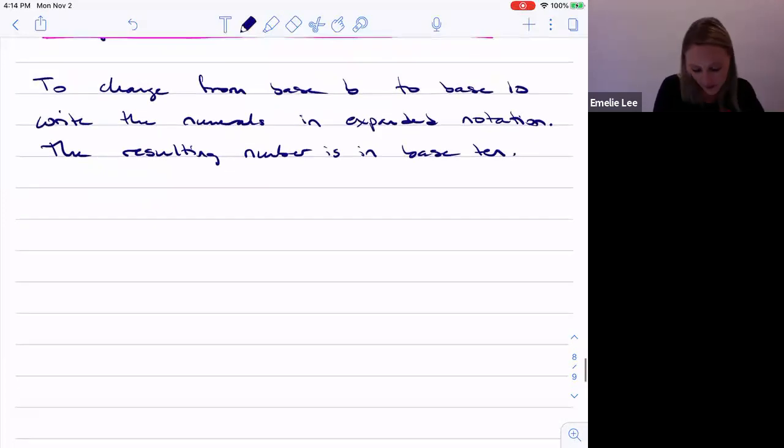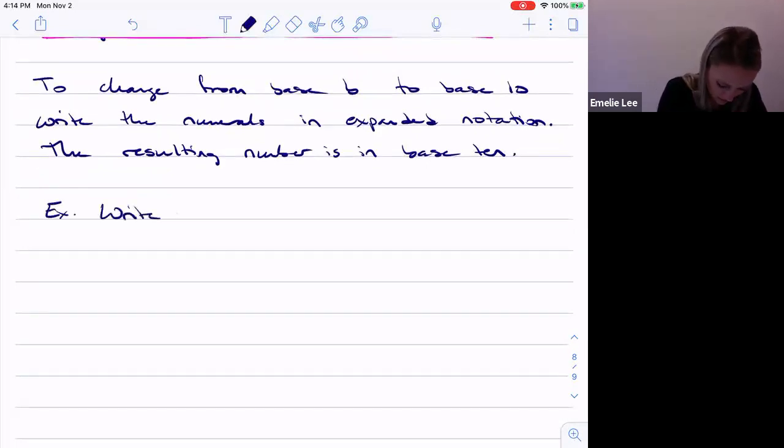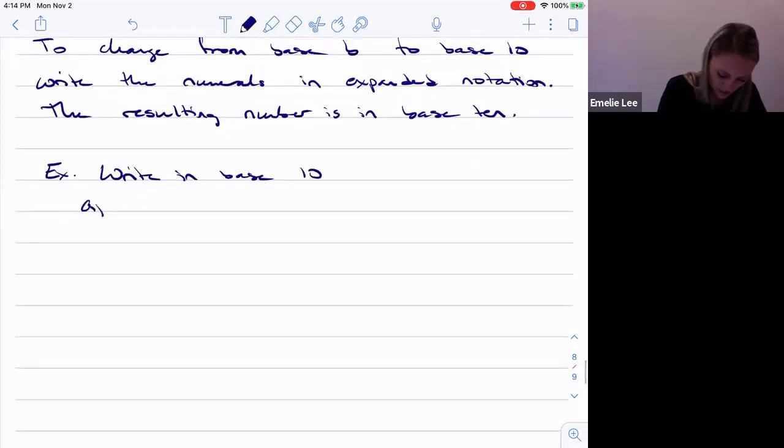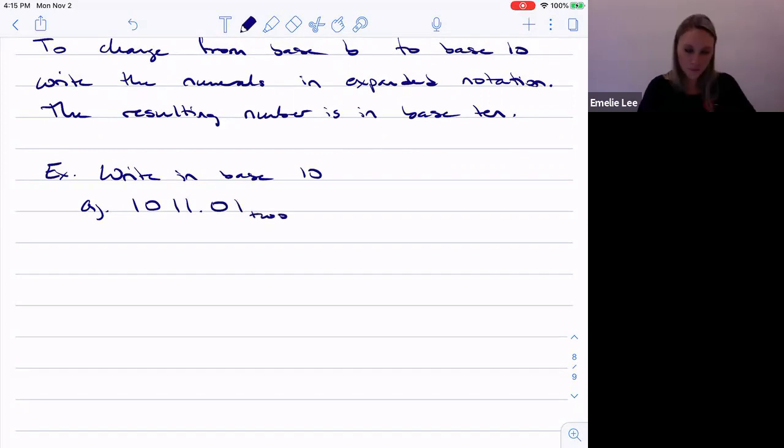So, for example, in base 10, the first one we're going to do is 1011.01 base 2. And then we're going to convert the same numeral, base 2, base 4, and base 5, just to get the hang of it here.